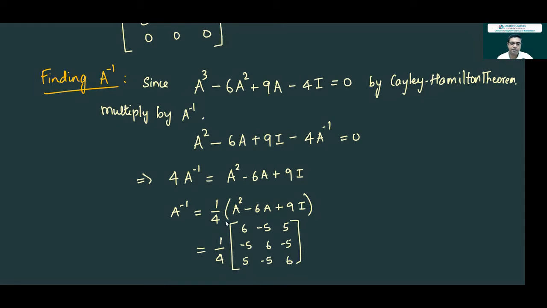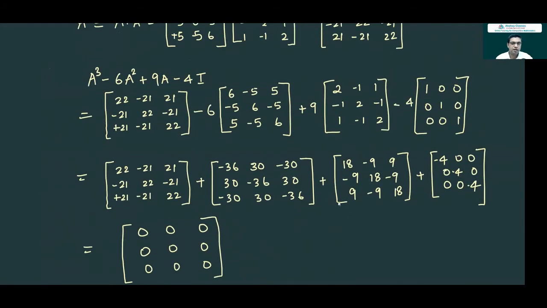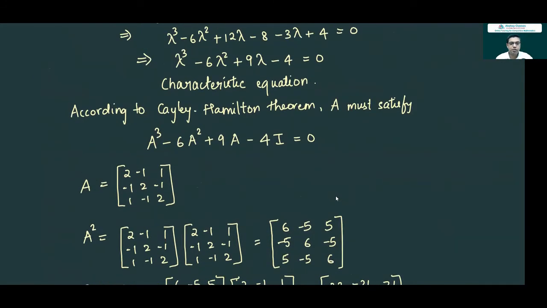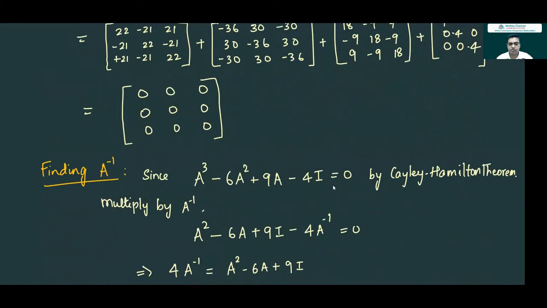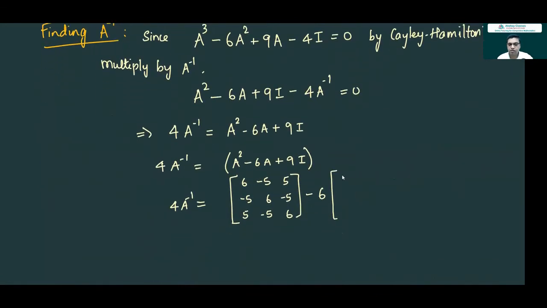Okay. This in a bigger bracket, and I'll finally divide by 4. Now this is minus 6 times A: 2, minus 1, 1, 2, minus 1, 1.